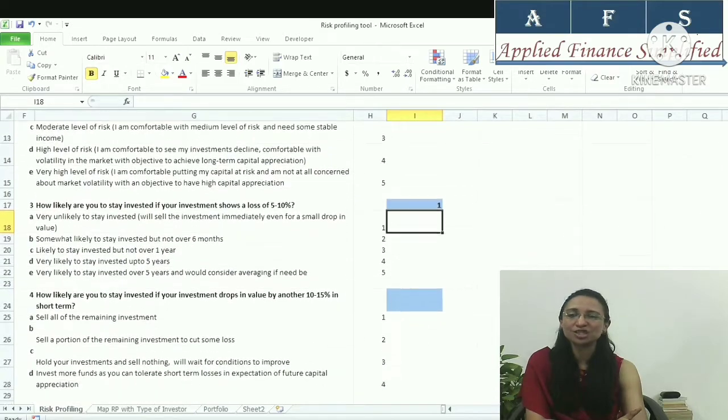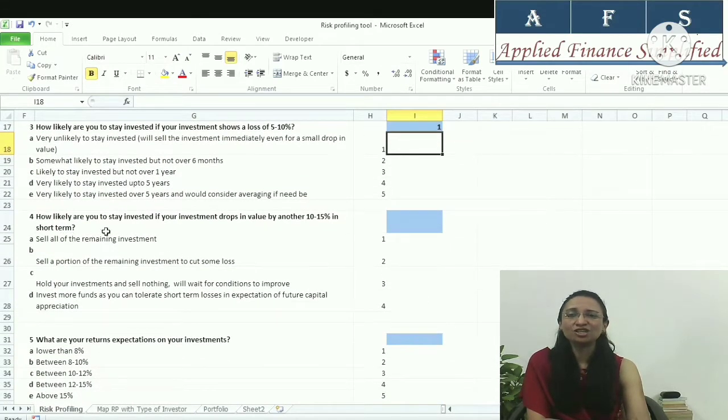Moving on to the next question. How likely are you to stay invested if your investment drops in value by another 10 to 15% in the short term? This is a follow-on question to the earlier question. Will you sell the remaining investments quickly? Sell a portion of the remaining investment and cut some of the losses? Or hold the investment, sell nothing, and wait for market conditions to improve? And the last option is to invest more funds so that you can take the benefit of averaging.